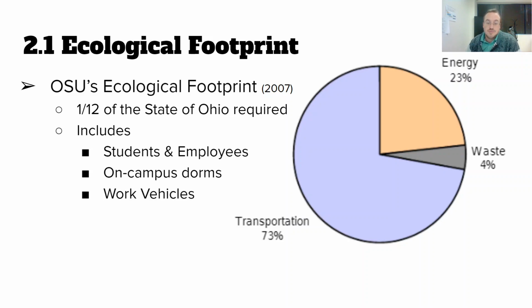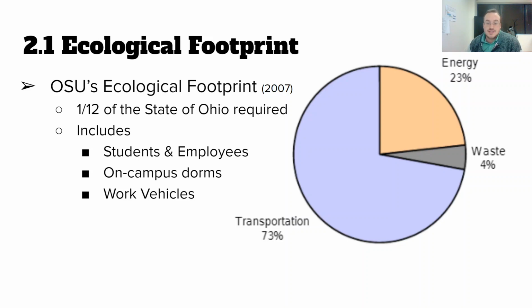If you are a commuter, they had an estimate that took into account the average commute time for a student or employee, as well as the vehicles that were actually owned by the university itself. And one of the breakdowns that you can look at as part of an ecological footprint is something that looks like this pie chart on the right side of the slide. This is a percentage breakdown of where all this is taking into account.